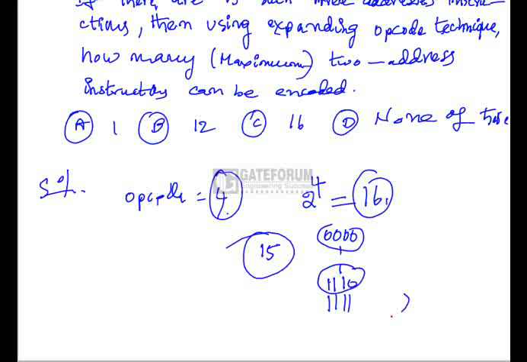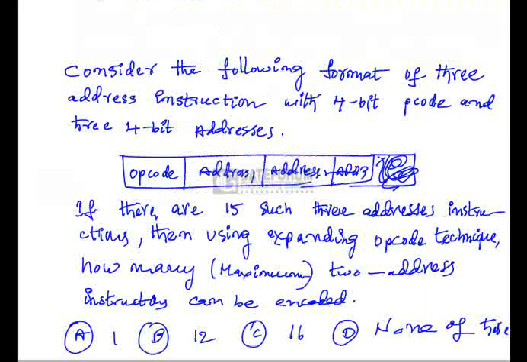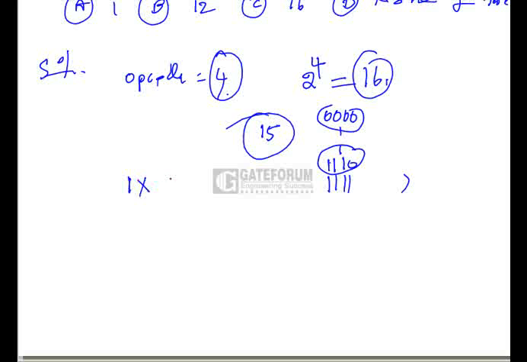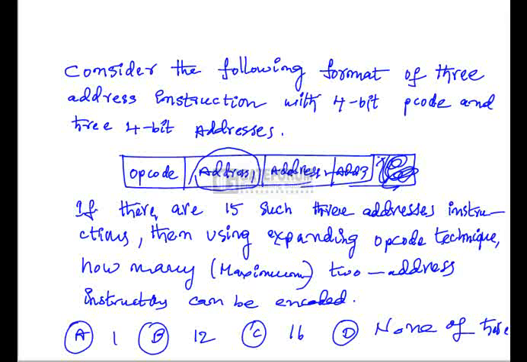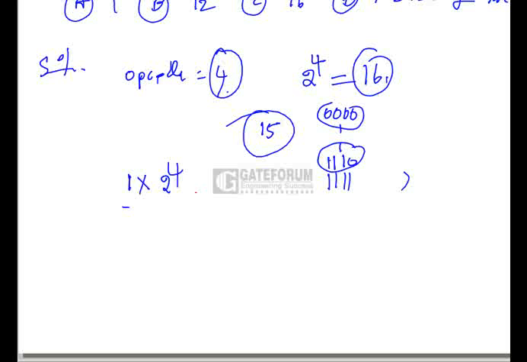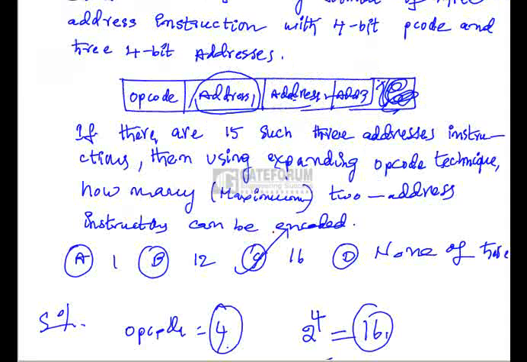But we can expand the opcode. For 2 address instruction, out of these 3 addresses, one address can be used as the opcode bits, so that we can expand that opcode by using a part of the address. So number of bits in address is 4. So the maximum number of combinations, this one opcode availability into 2 power 4, because there are 4 bits in address. Remaining 2 addresses we will use for the 2 address instructions. So 1 into 2 power 4 number of 2 address instructions are possible, that is 16. Option C is the correct option here.